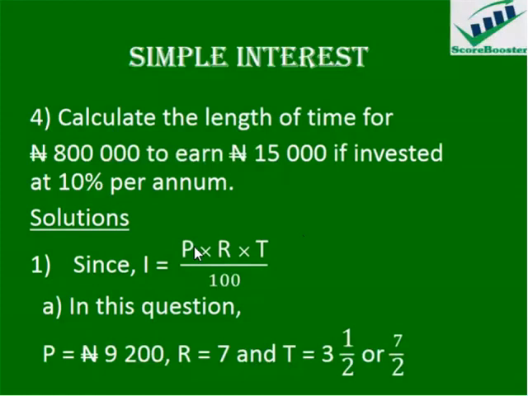Interest is equal to the principal multiplied by the rate multiplied by time, over 100. The first question says we should obtain the interest on 9,200 naira for 3.5 years at 7%. It means that our principal is 9,200 naira, our rate is 7. We don't need to put the percent. This is the 100 for that percent. It's already written in the formula. And T is 3.5. If you convert 3.5 to an improper fraction, we have 7/2.